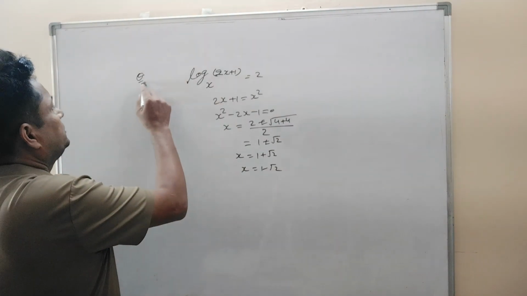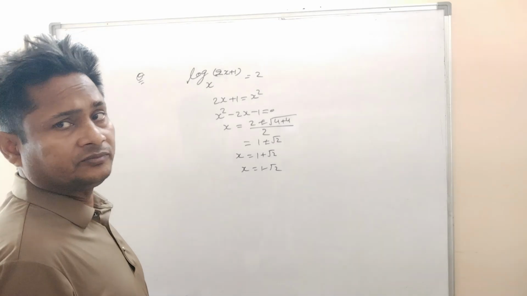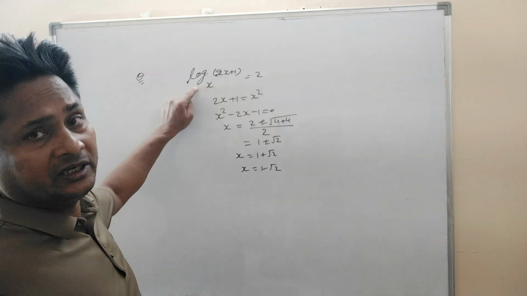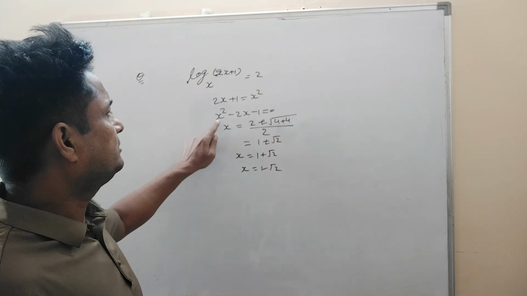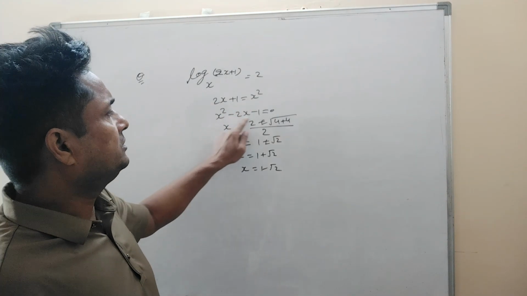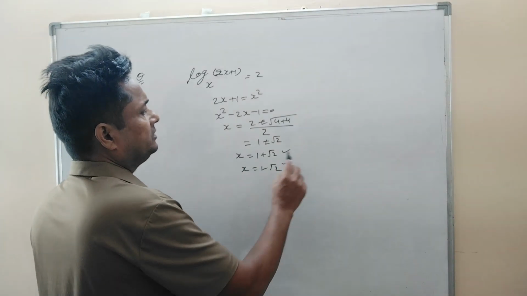Now let's solve this question. Log of 2x plus 1 base x is equal to 2. So how will you solve this? Eliminate the log first. So this will be 2x plus 1 is equal to x square. From here, this is a quadratic. Now solve. There will be two values of x, this and this.